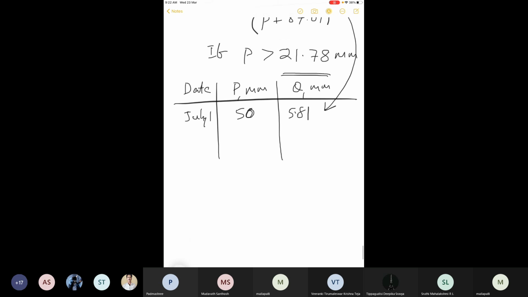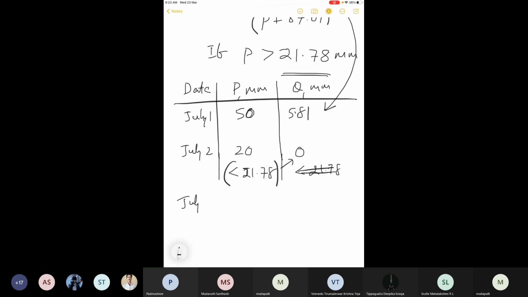And then the next is July 2nd. For July 2nd, the P value is 20. Since it is less than 21.78, you put the direct runoff as 0, because this is less than 21.78. So that's why you get 0 here.